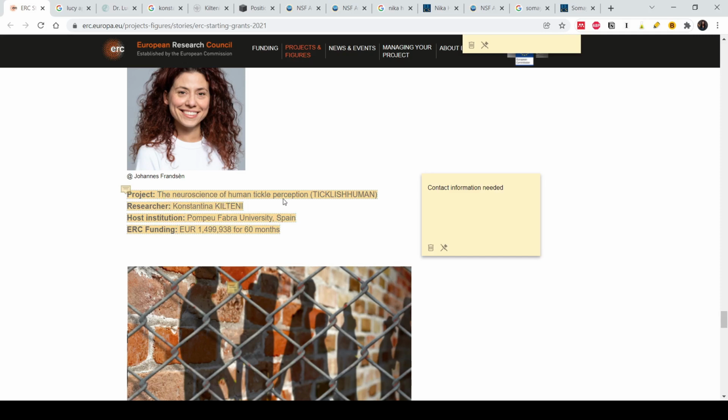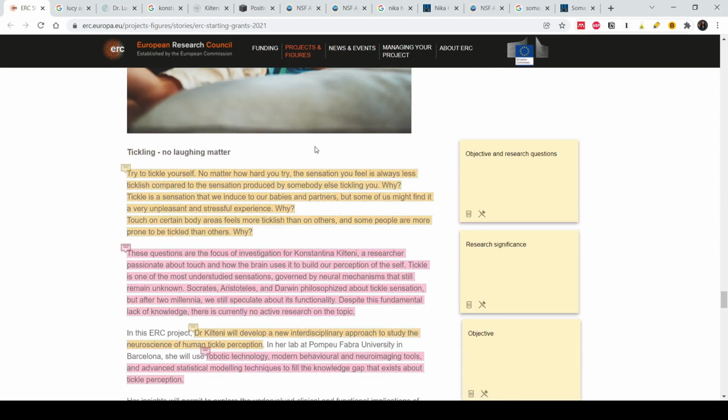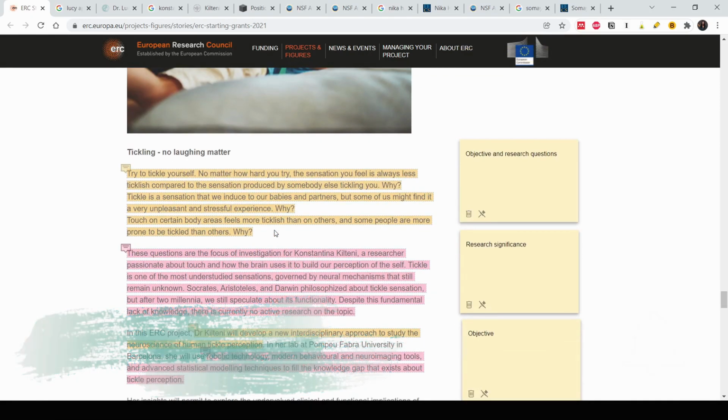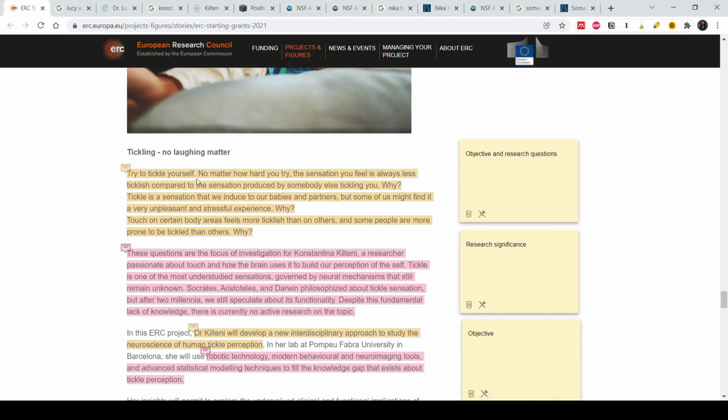Now let's look at the abstract and the things we want to identify. Try to tickle yourself. No matter how hard you try, the sensation you feel is always less ticklish compared to the sensation produced by somebody else tickling you. Why? Tickle is a sensation that we induce in our babies and partners, but some of us might find it a very unpleasant and stressful experience. Why? Touch on certain body areas feels more ticklish than others, and some people are more prone to be tickled than others. Why? So these are the research questions.